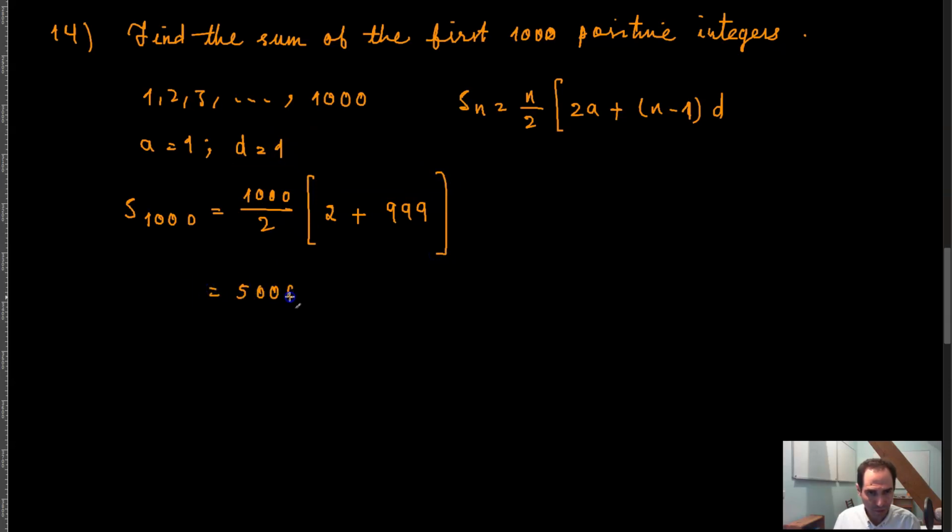That's the same thing as 500 times 999 plus 1, which is equal to 1,001. So you have 500 times 1,001, which is the same thing as 500,500, that is equal to S of 1,000. Well, that's supposed to be a 5 here. I apologize. So that's 500,500. That's the sum of the first 1,000 positive integers.